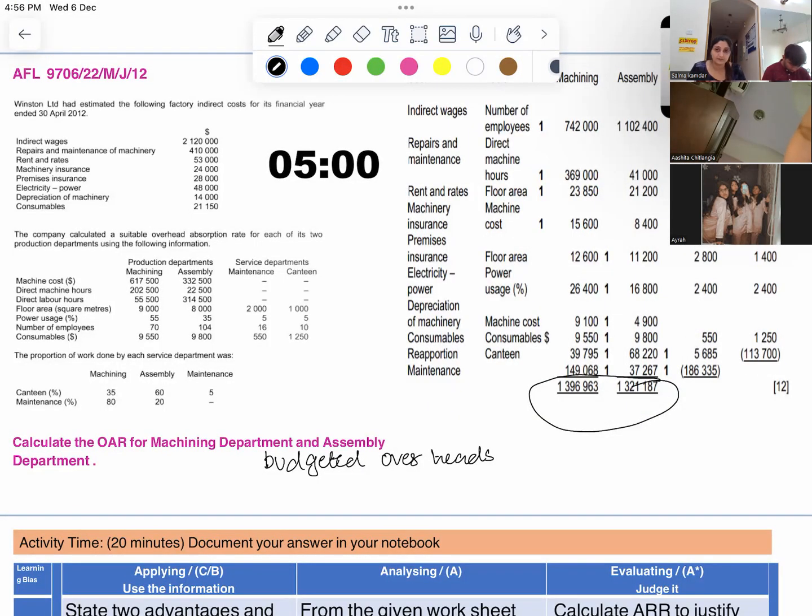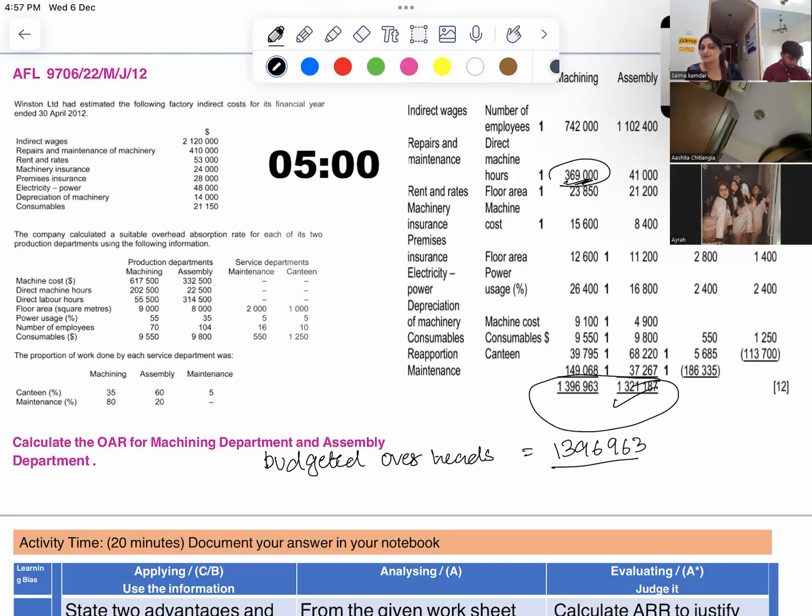The budgeted overheads are this, 1396. This one only, no? Yes. And the activity level is this, 1321 upon 187. Where is the activity level? Now, your machining department is what intensive? Machine intensive. So where are the machine hours? Your machine hours are here, direct. Mark it for me. No, here, 3690.